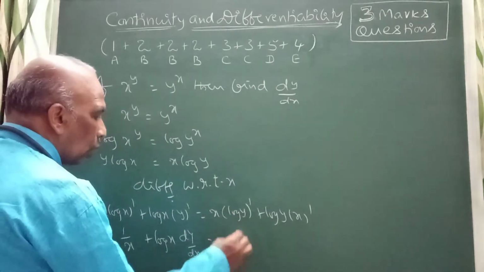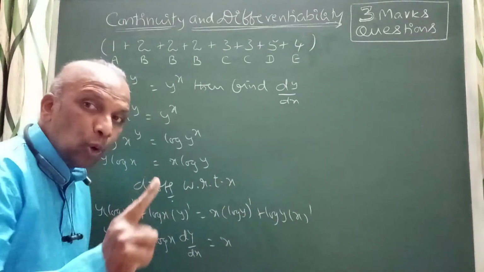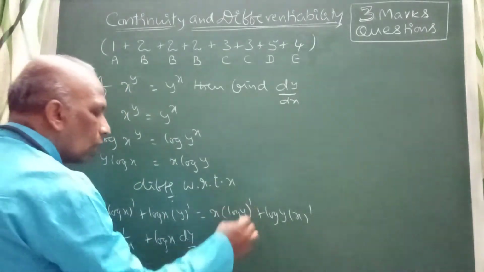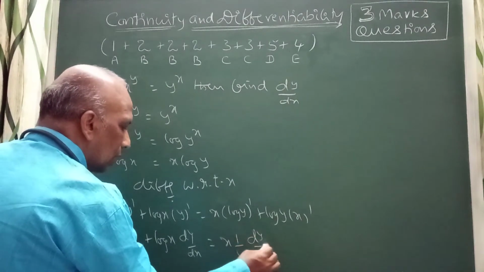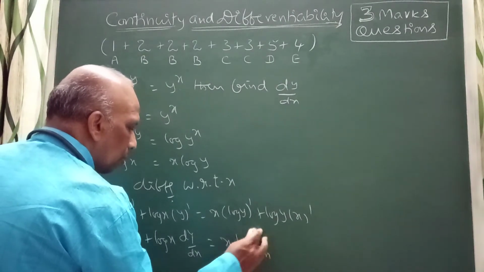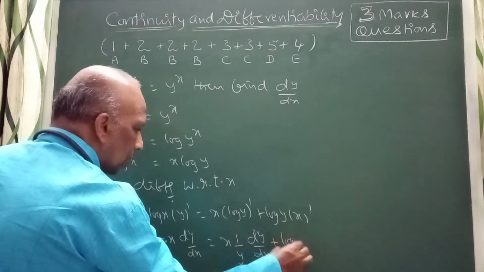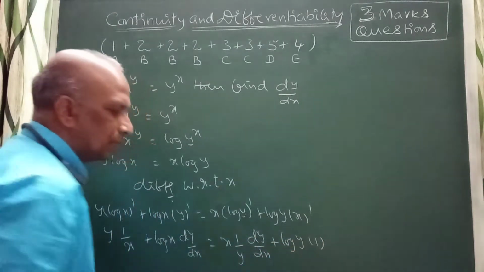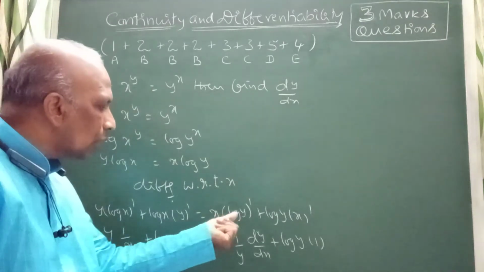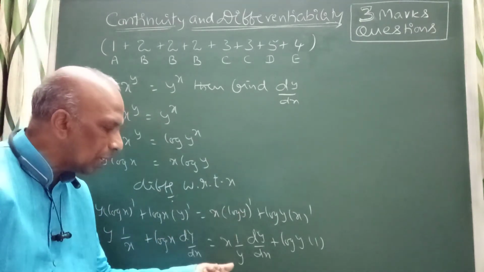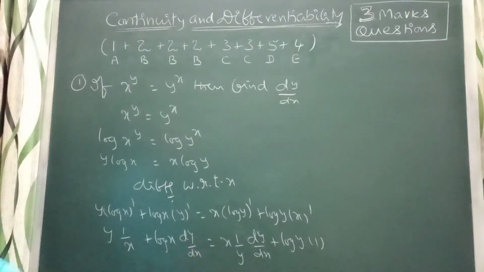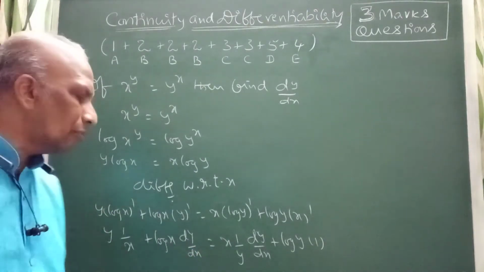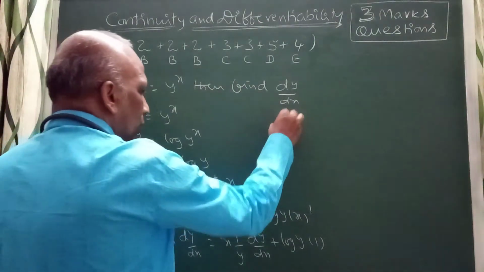On this side, x into derivative of log y, which is 1 by y into dy by dx, plus log y into derivative of x, which is 1. Correct. Now I am going to simplify this. Just I am going to simplify here.